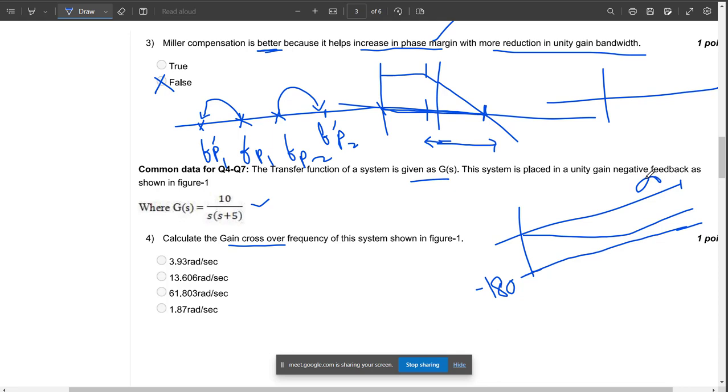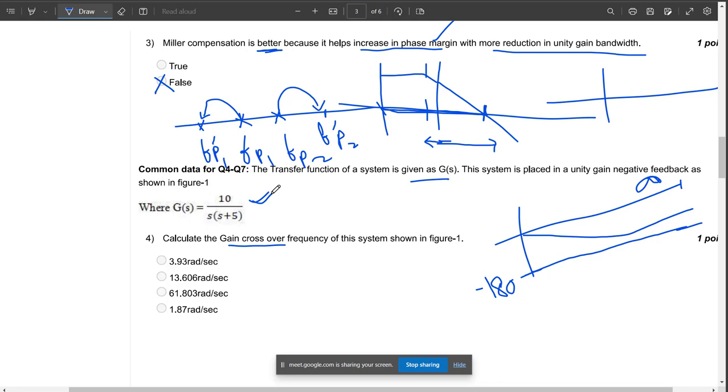Why? Because the phase of the system will never cross minus 180 degrees. That is because the system only has two poles, right? If the system had more than two poles, then it would have crossed minus 180 degree. So this system will always be stable. Yes, stable. Okay. Any doubt here? No. Okay.